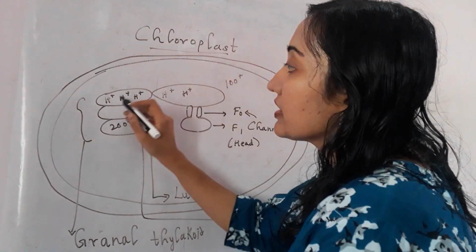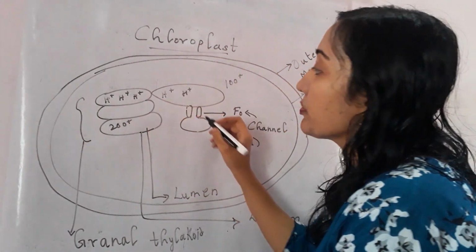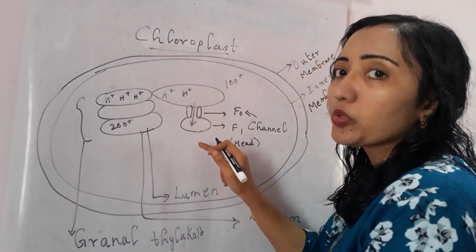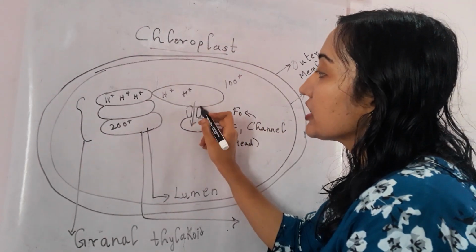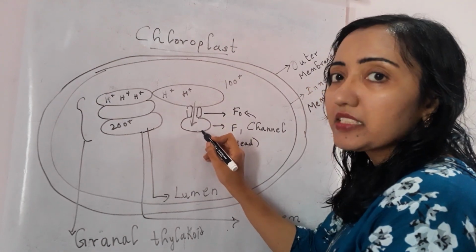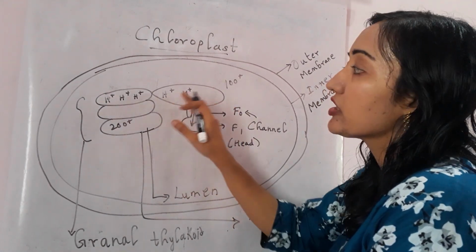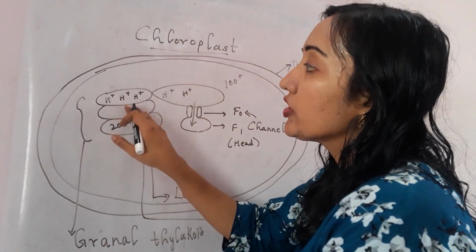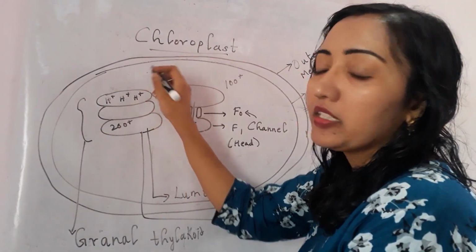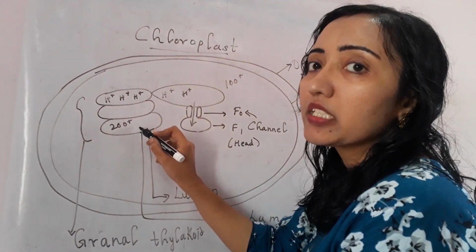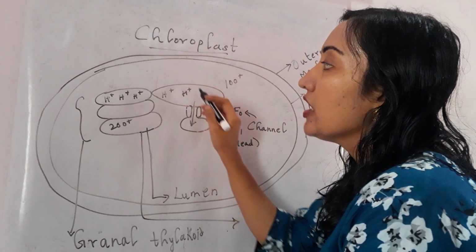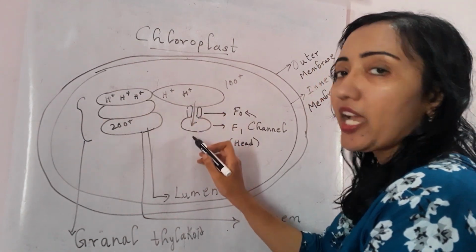You can see many protons here, H plus ions. Proton ions come out only through this channel. F0 is the channel and F1 is the head. This is a transmembrane channel through which the protons move out. The concentration of protons should be more inside the lumen and less in the stroma. For example, if there are 200 protons inside the lumen, there should be only 100 protons inside the stroma. Then only can the protons move out through the channel.